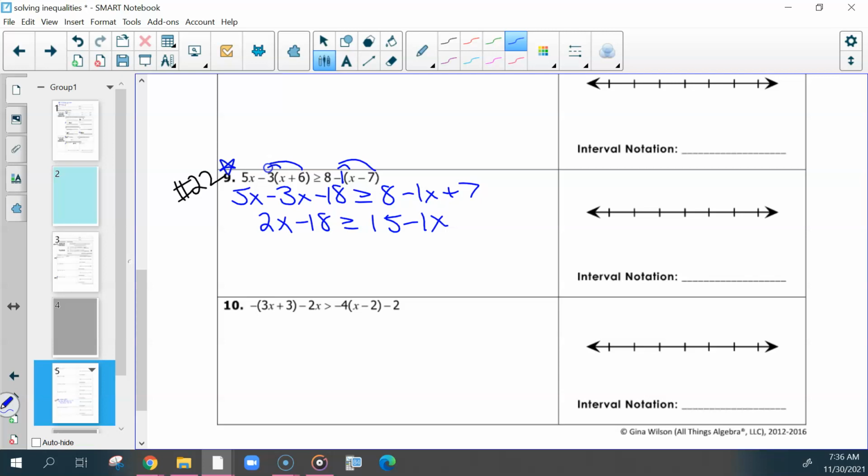Pick and choose what you want to move. I'm going to add 18 to the right and add 1x to the left. We have 3x is greater than or equal to 33. And then in this case, I'm not dividing by a negative, so I'd end up with x is greater than or equal to 11.